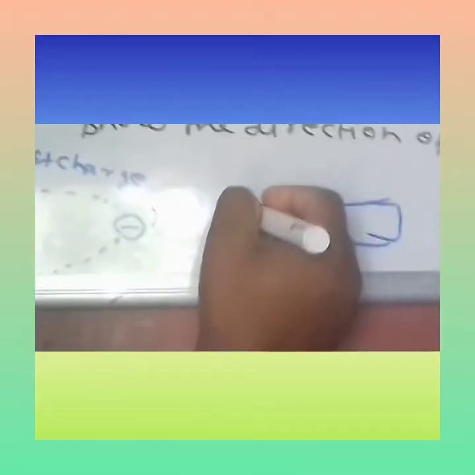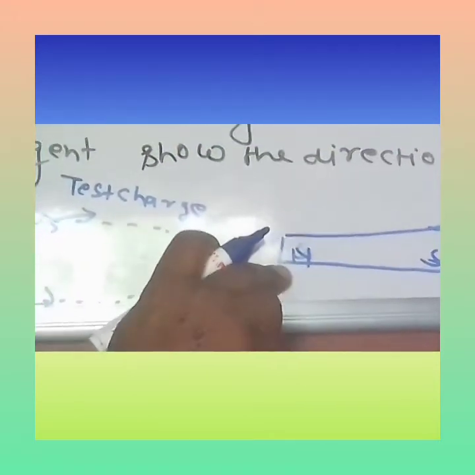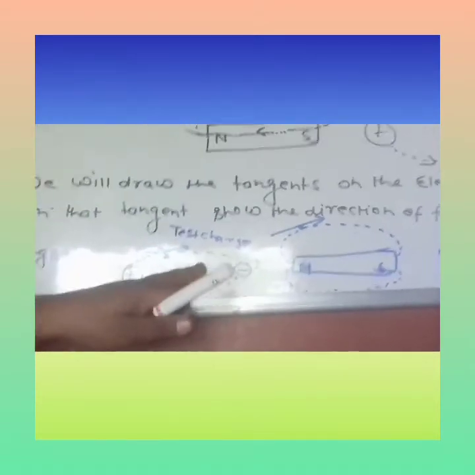Yes my dear students, in the same way, if this is a bar magnet, this is the north pole of the bar magnet and this is the south pole of the bar magnet, and these are the magnetic field lines of force. If I draw the tangent at this place, then that tangent shows the direction of force experienced by the magnetic compass needle.